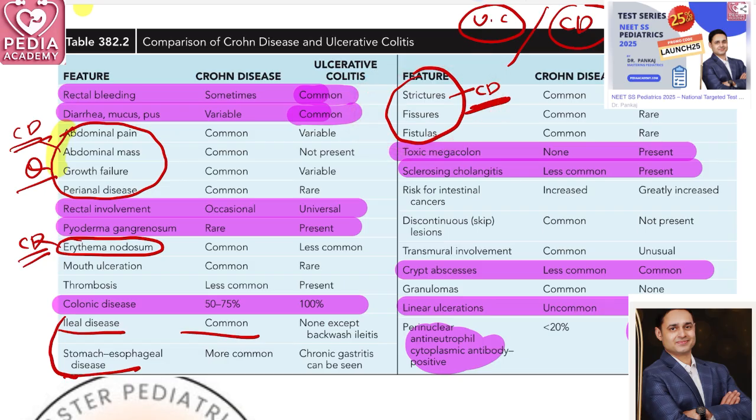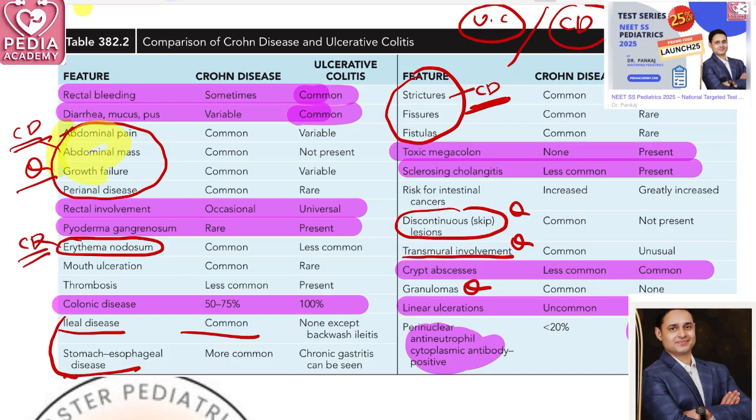Another thing is discontinuous skip lesions are seen in Crohn's disease, transmural involvement is seen in Crohn's disease, and granulomas are more common. So just to revise this fact, this is very important.